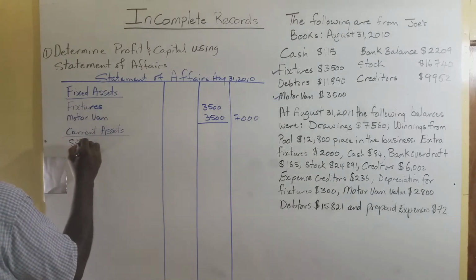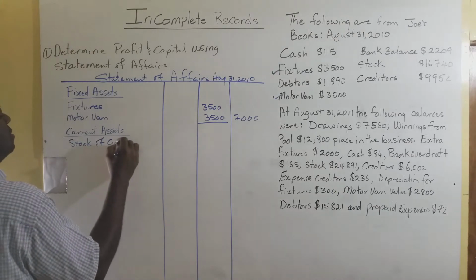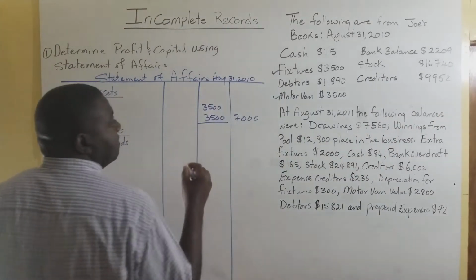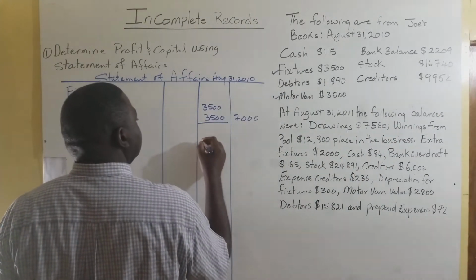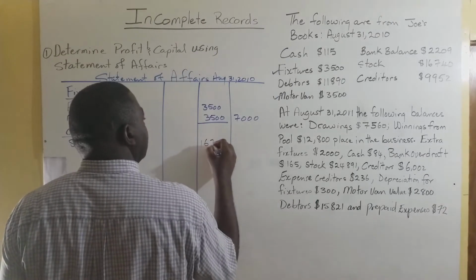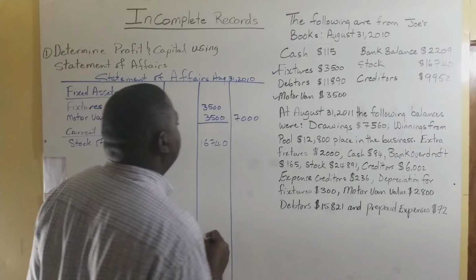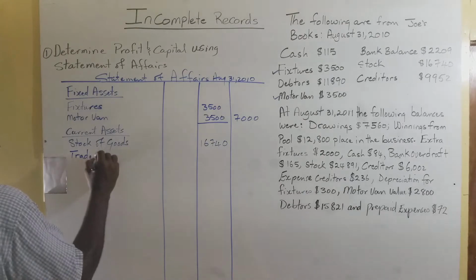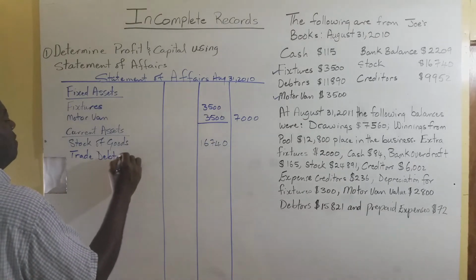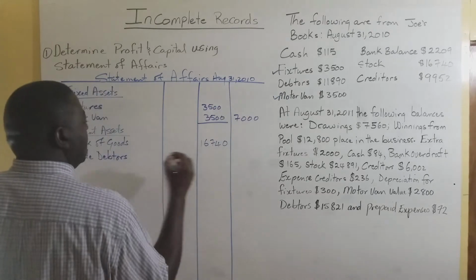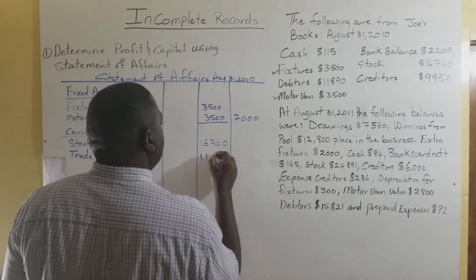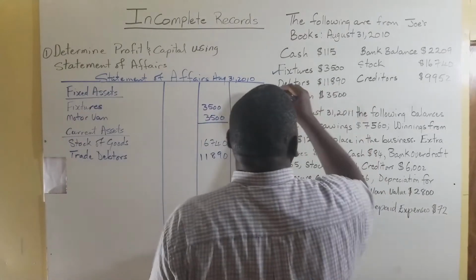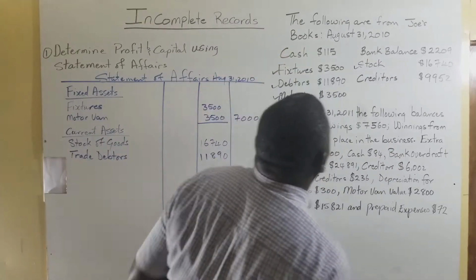We have stock. So the stock of goods would be 16,740. Our trade debtors figure is now 11,890. And then, so we've used trade debtors and we've used stock.